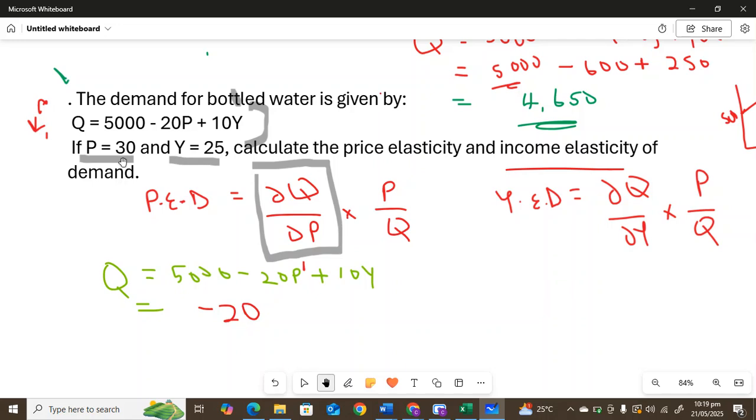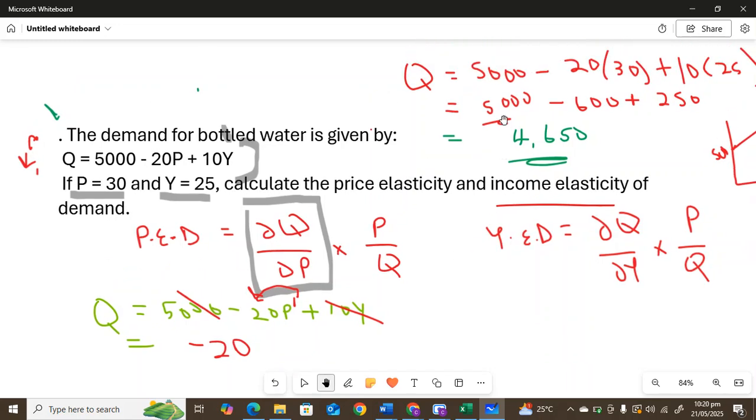I've forgotten what they call this sign. Sigma Q over sigma P becomes negative 20. In our formula, the 5,000 goes because it doesn't go with P, and the 10Y goes. Differentiation: exponent, multiply. 5,000 minus 600 is 5,400, plus 250 is 650.